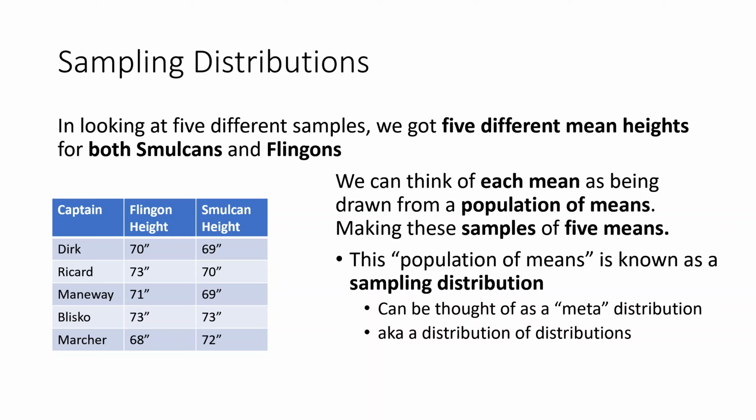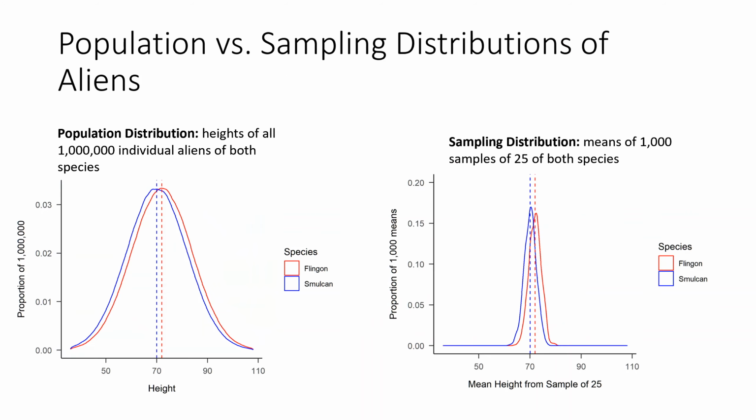Each set of Klingon heights and each set of Smolkan heights is a sample of means. This population of means is known as the sampling distribution, and it can be thought of as a meta distribution. So it's a distribution of distributions. And what we have here, again, is a sample of 5 means from this sampling distribution.